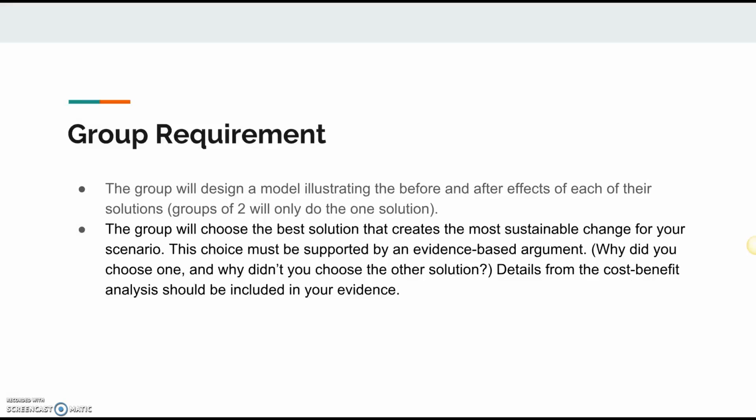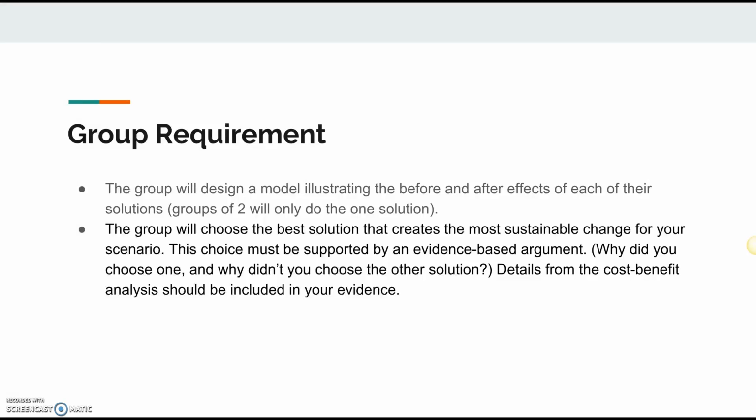And once you design that individual cost benefit analysis, then you're going to use the analysis of all three of you to decide whether that solution is really viable. And then from those two solutions, you're going to narrow it down to one. So that's all of part three. Part three is much more complex. There's a lot more to it.